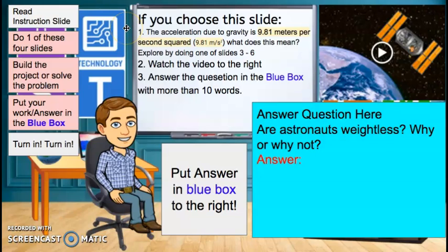This is slide number 5. If you choose this slide, the acceleration due to gravity is 9.81 meters per second squared. What does this mean? Explore by doing one of slides 3 through 6. 2, watch the video to the right. So again, you're watching the video to the right, and then you're answering the question in the blue box with more than 10 words. Answer question here. Are astronauts weightless? Why or why not?